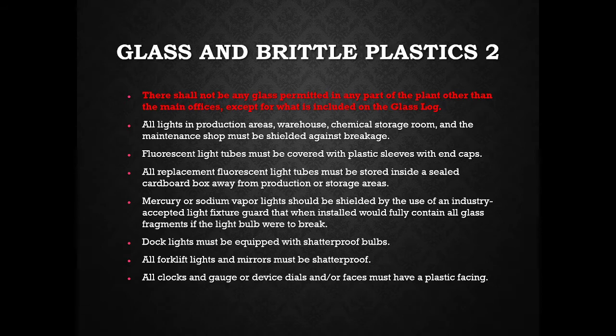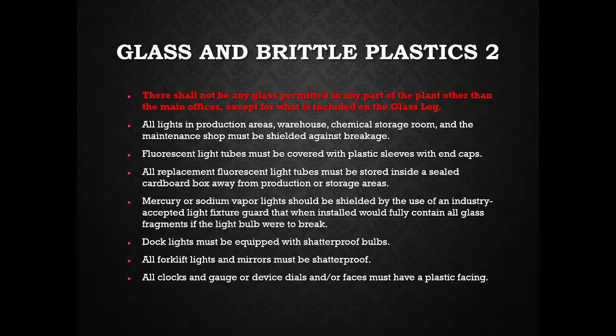All lights in production areas, warehouse, chemical storage room, and the maintenance shop must be shielded against breakage. Fluorescent light tubes must be covered with plastic sleeves with end caps. All replacement fluorescent light tubes must be stored inside a sealed cardboard box away from production or storage areas. Mercury or sodium vapor lights should be shielded by the use of an industry-accepted light fixture guard that, when installed, would fully contain all glass fragments if the light bulb were to break.